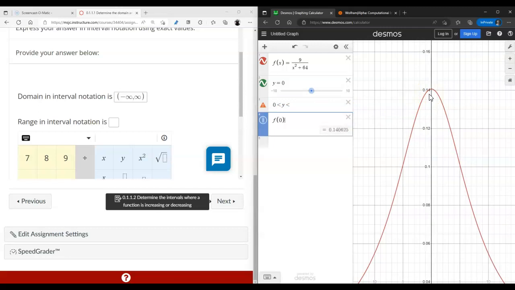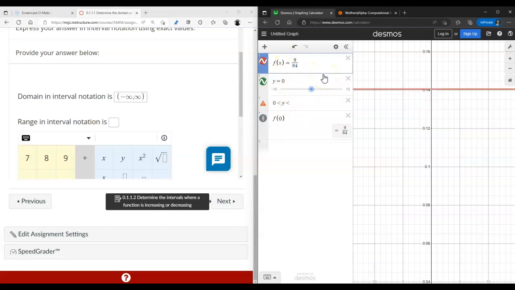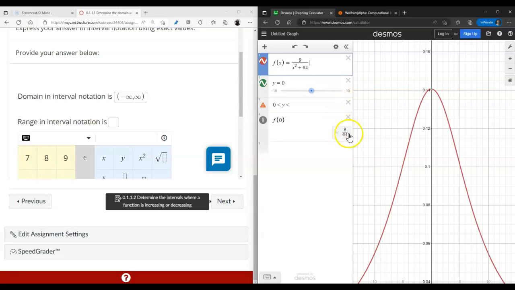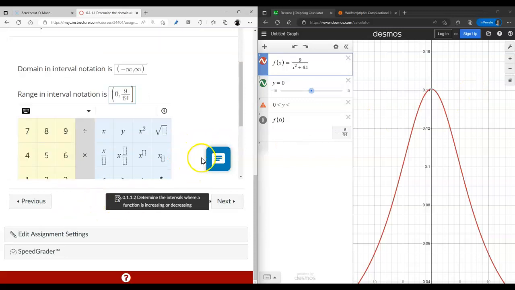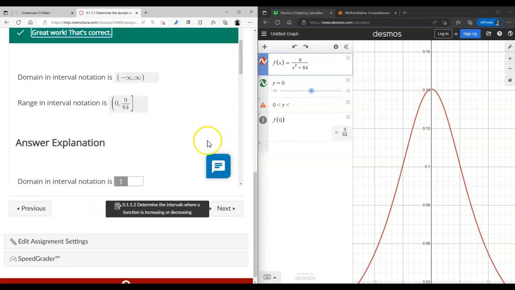So to find the y-intercept, we just simply plug in 0. And when you plug in 0, Desmos does give you a rounded number, but we can also write it as a fraction. That's one way. On the other hand, we can also just plug in 0 by removing this term from the definition of a function. So one way or another, the answer is 9/64. So the range is from 0 to 9 over 64. 0 is not included, 9 over 64 is included. So we answered the question.